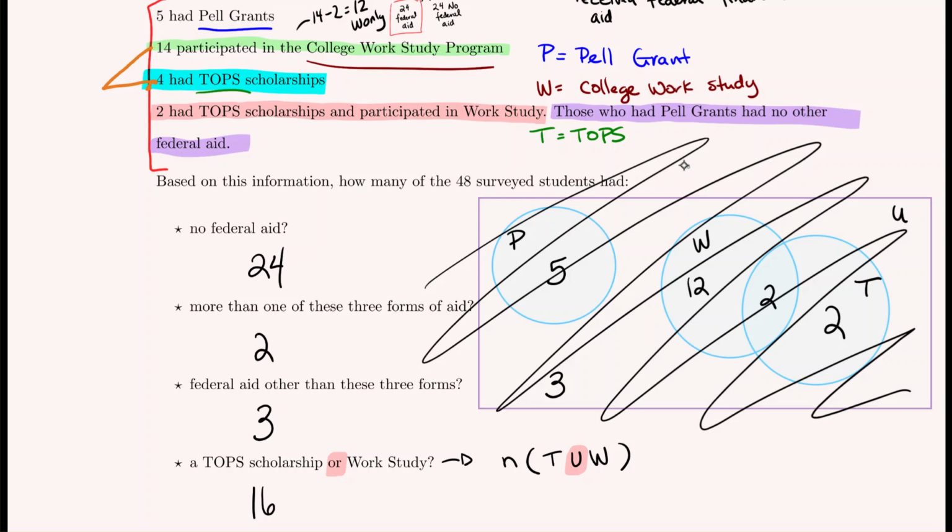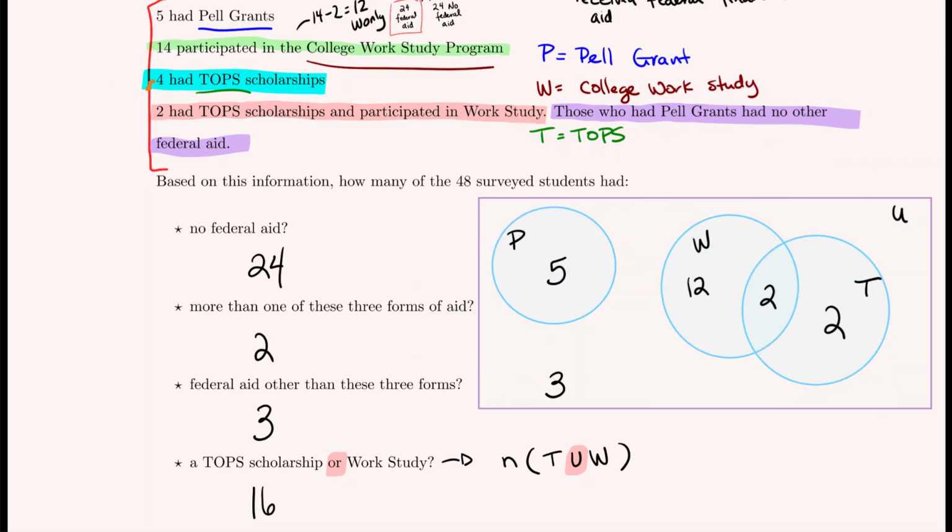That's why it's so important that we write the Venn diagram and we correctly identify not only how many students had work study and TOPS, but how many students had both, so that we could correctly add up the number without double counting for their union.